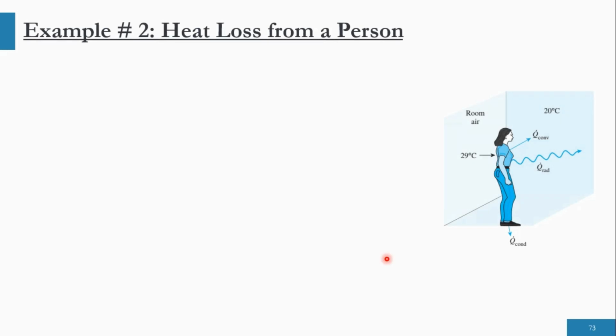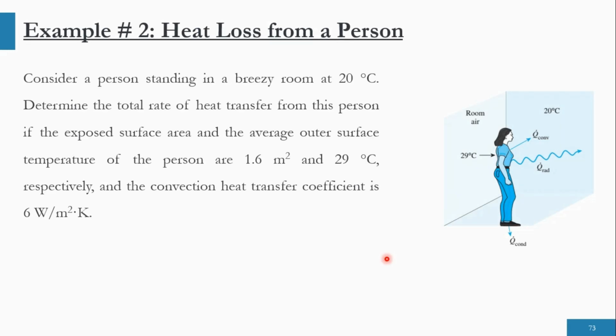Going to the second example, again the same example, but now consider a person standing in a breezy room at 20 degrees centigrade. Determine the total rate of heat transfer from this person if the exposed surface area is 1.6 square meter, average outer surface is 29 degrees centigrade, and now we are introducing a new parameter, the convective heat transfer coefficient, which is 6 watt per square meter per Kelvin. So now you can see that it is a combined effect of convection and radiation, while we assume no conduction in this system. So this is the statement of example number 2.